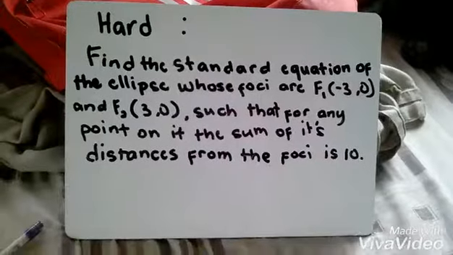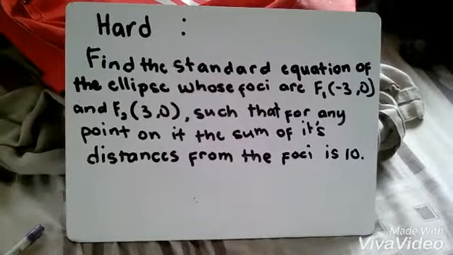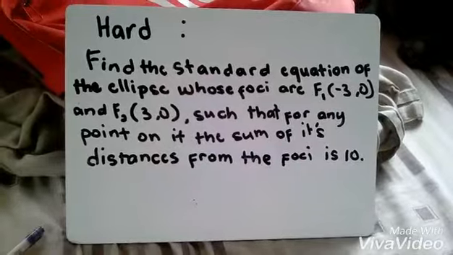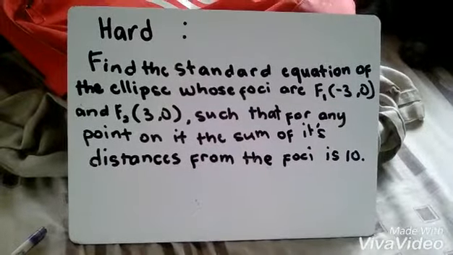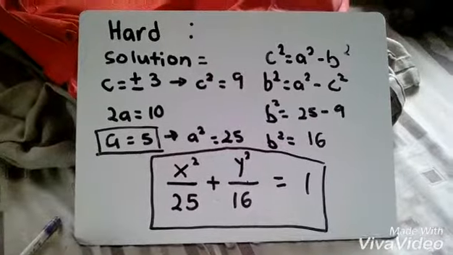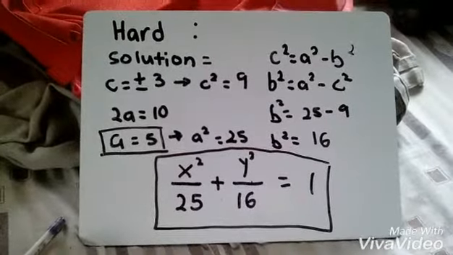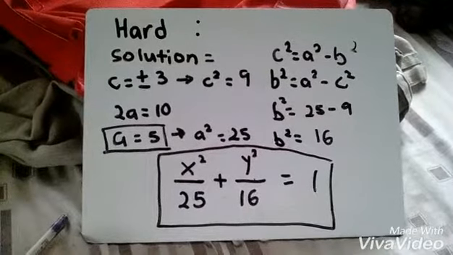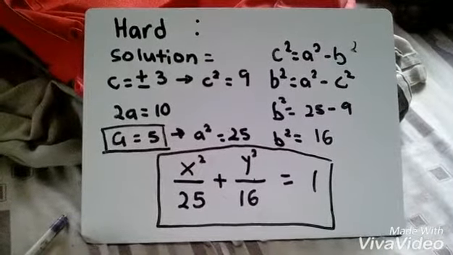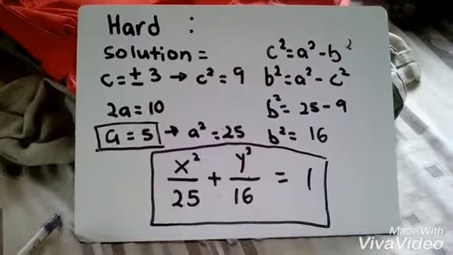The third problem. Find the standard equation of the ellipse whose foci are negative 3, 0, and 3, 0, such that for any point on it, the sum of its distances from the foci is 10. Solution. In getting the co-vertices, we should only square it. c is equal to positive negative 3, so c squared equals 9. The sum is 10. We should divide it by 2, so it will be 5. After dividing by 2, we should square it. So a equals 5, and a squared equals 25.